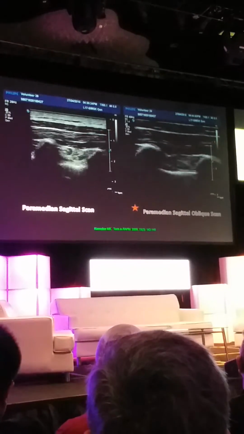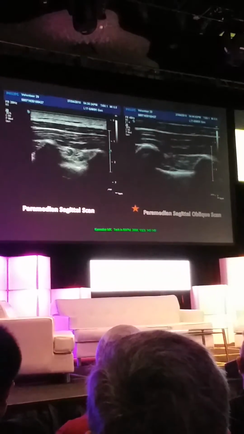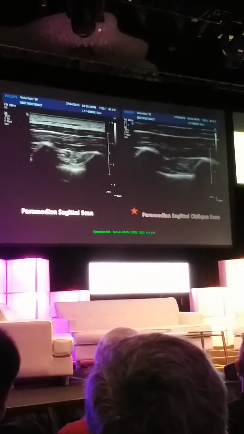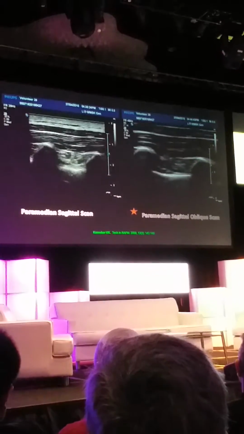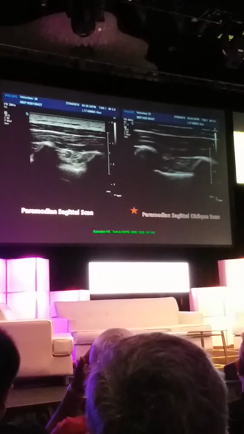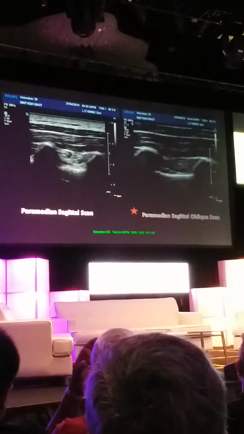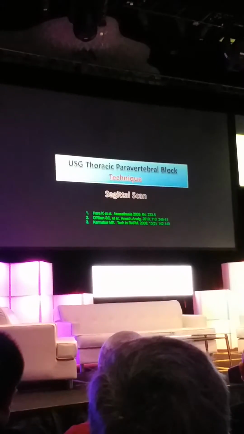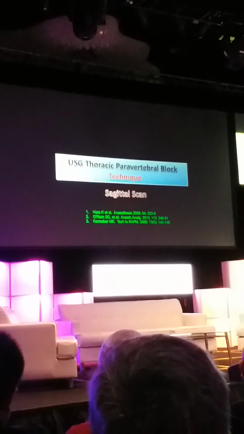If you're doing a sagittal scan, tilt the probe slightly outward. But the pitfall is that because the transverse process is very closely related to the ribs, if you tilt the probe too much laterally, you're going to be looking at the ribs. And an injection at the level of the ribs may not behave the same way as at the level of the transverse process. Nevertheless, sagittal scans have been reported in the literature.